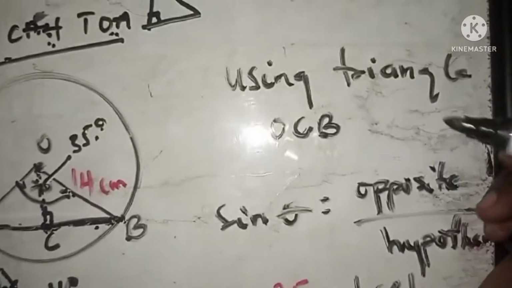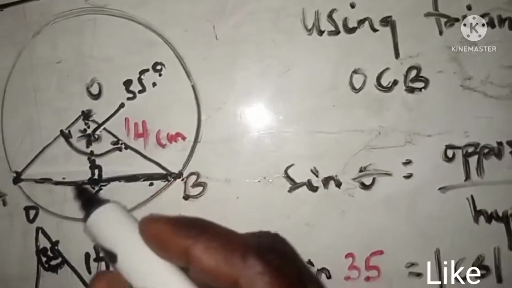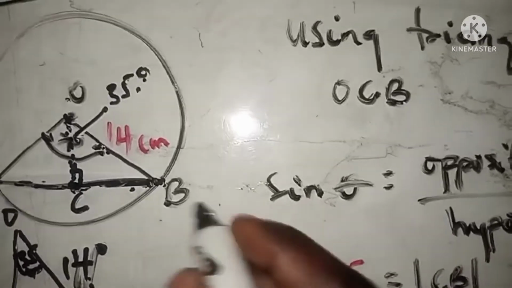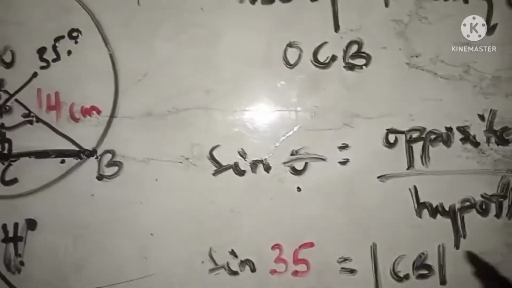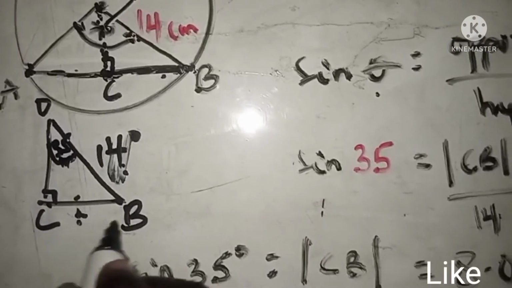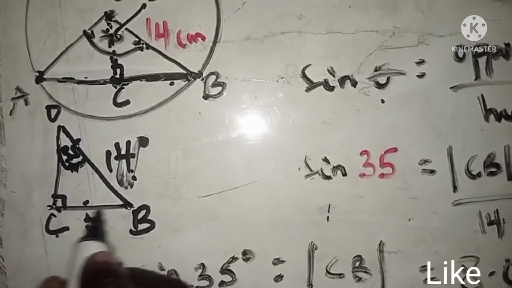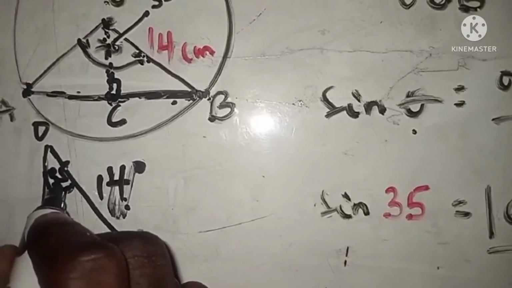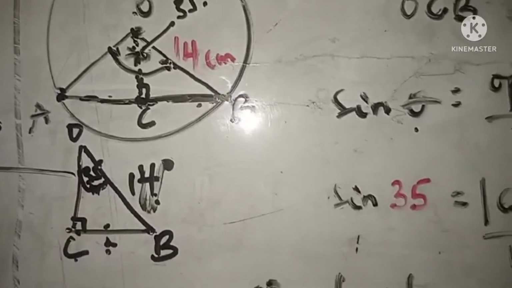So back to the solution, we are using triangle OCB, the small triangle, and using SOH, that's the sine, right? Sine is equal to opposite over hypotenuse. If you are here, this will be the opposite, which is the length CB. So sine theta, where theta is the angle here, is 35 degrees.